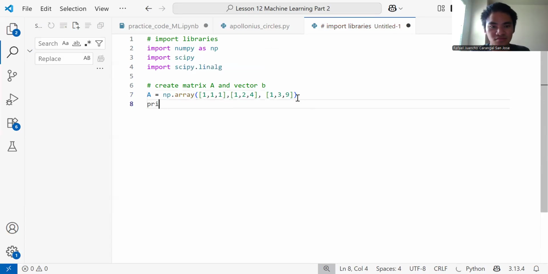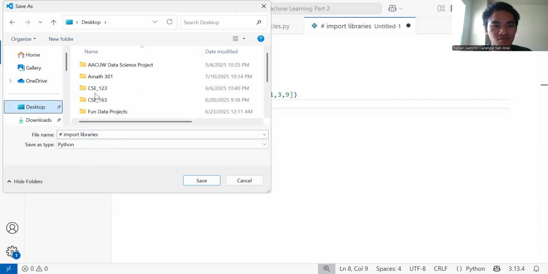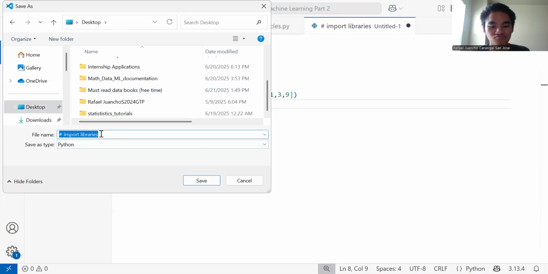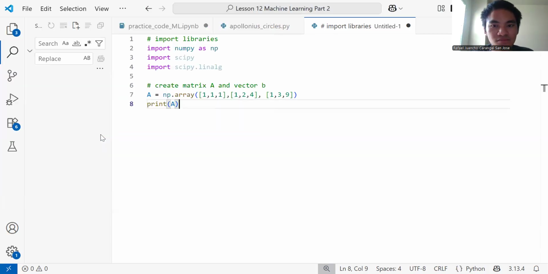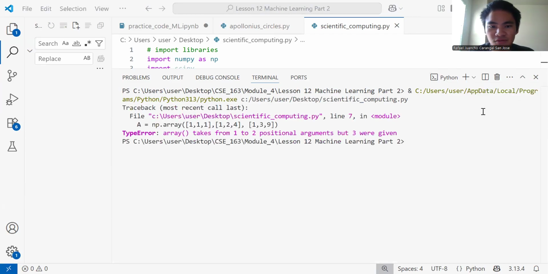Okay, let me see if I can run it. What do I name my file? Let's name it scientific. Okay, is it run? Oh, cool. There we go.